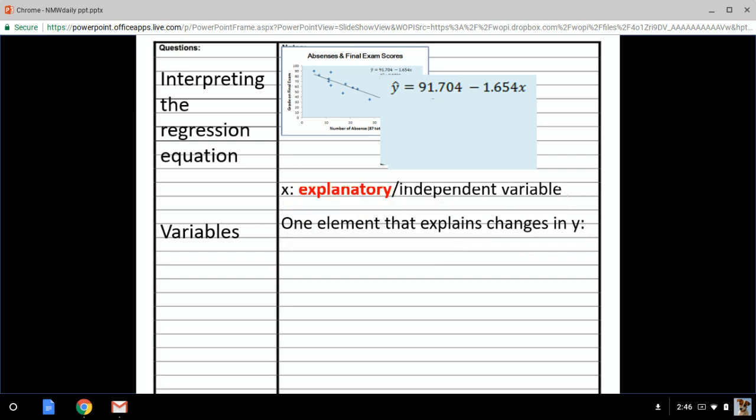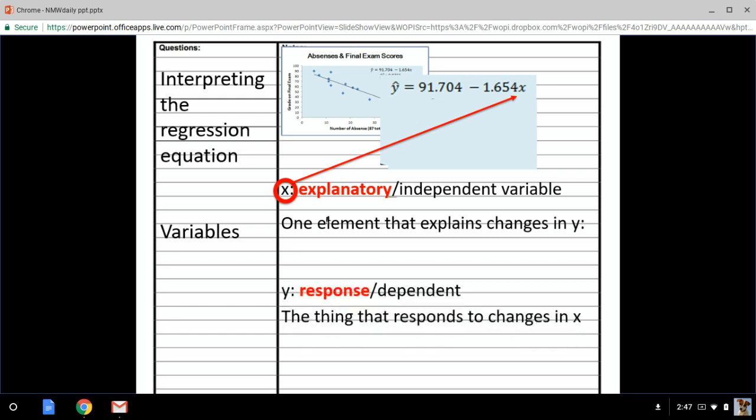First off, you need to make sure that you have this in your notes, that x is the explanatory or independent variable. Please remember this word, explanatory. It's in red for a reason, and the reason is because our textbooks sometimes use that. It's explaining what's going on. It's the one element that explains changes in y. So here, x is the number of absences, and that x right there is the explanatory or independent variable. And that should make sense, right? Because ideally, the final exam score should correlate with the number of absences that you have.